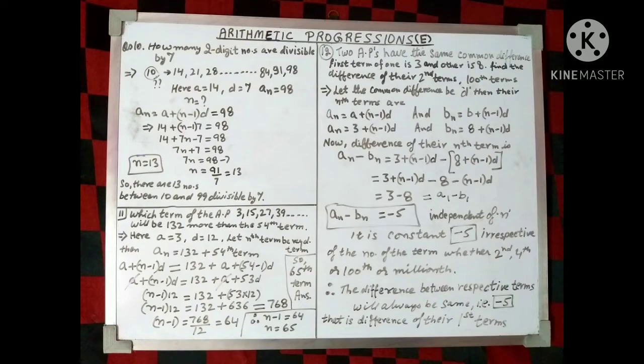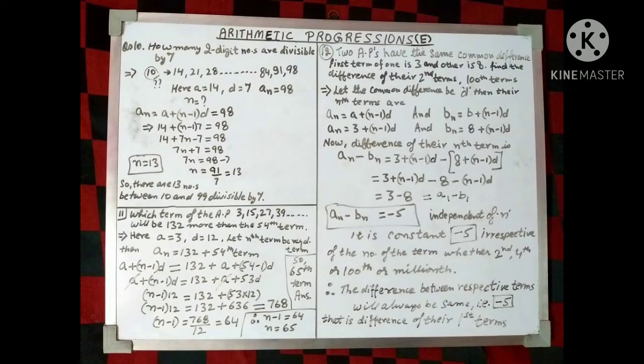So on solving, we find that we get the answer as 3 minus 8 is equal to minus 5, which is actually the difference of the first terms. Now this difference is coming as a constant number, minus 5, irrespective of the value of n. That is, this is independent of n, right? So we can say that whatever term it is, the difference of the respective terms will always be the same, that is minus 5 itself.